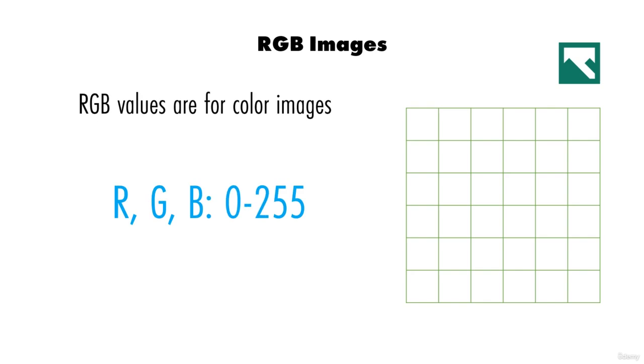Let's say we have a colored image, then every pixel will require an RGB value to represent color. RGB stands for red, green, and blue. For color images, each of these R, G, and B have an integer value assigned to them from 0 to 255.